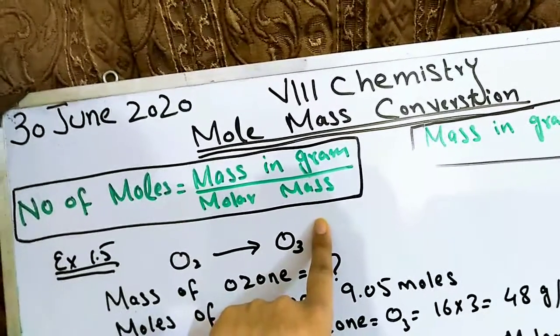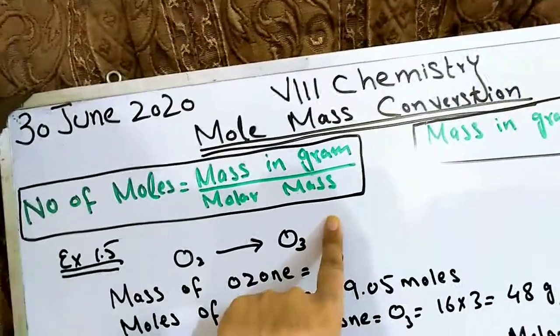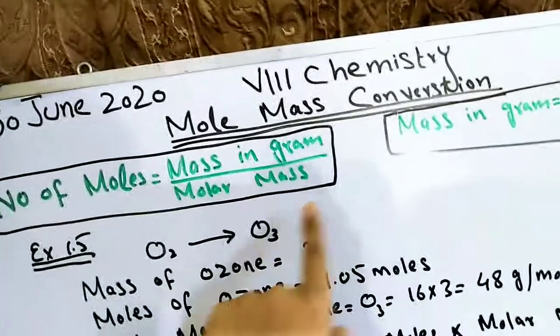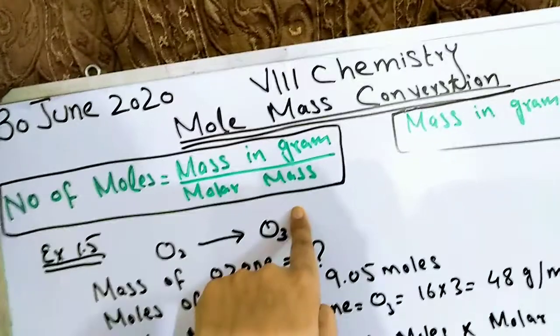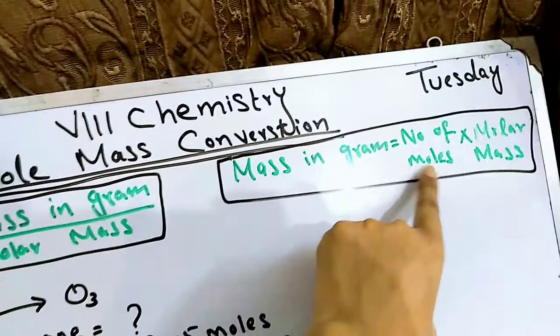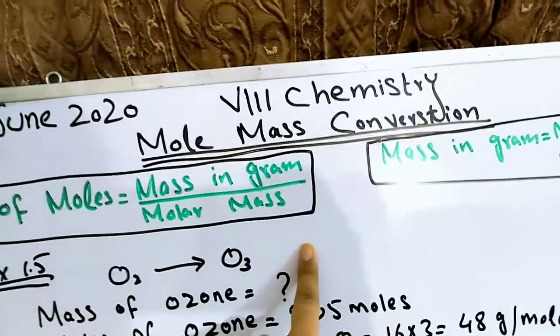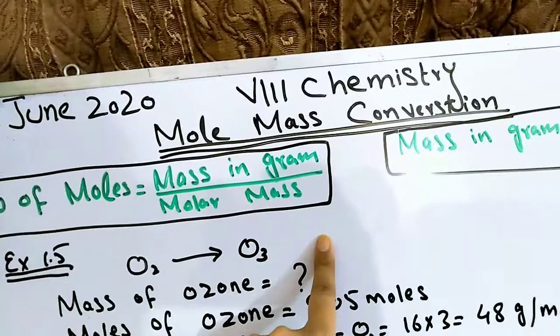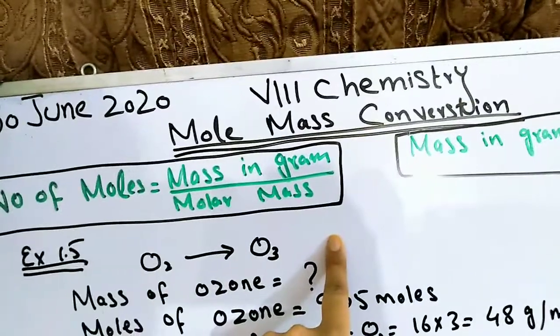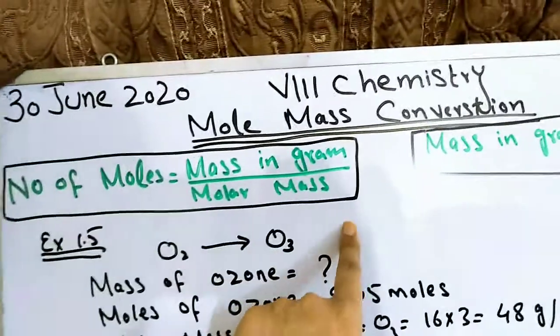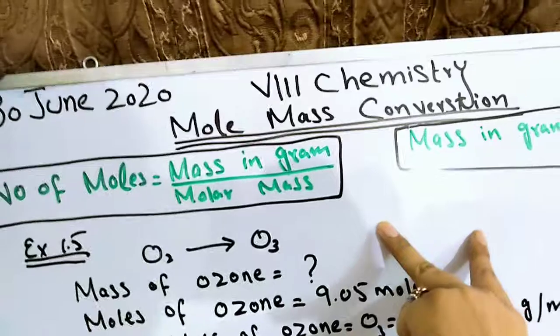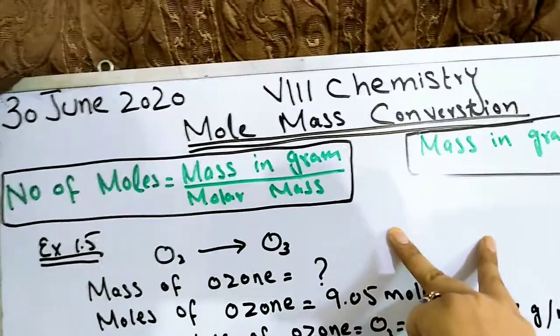If we have to find out the mass in gram and the number of moles is given, then what will we do? We will alter this formula by using cross multiplication. So mass in gram is equal to number of moles into molar mass. In both cases, keep in mind one thing: molar mass we have to calculate by ourselves. It would not be given in the question. So when you are able to remember these two formulas, then you are able to solve the statement questions.